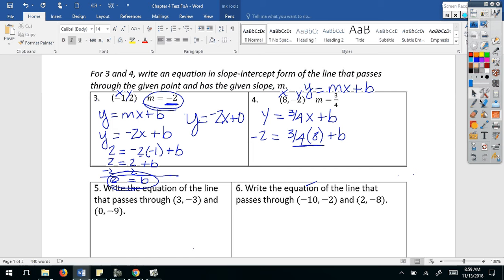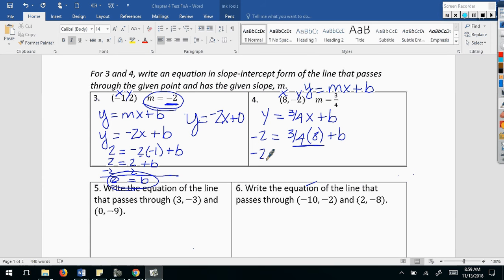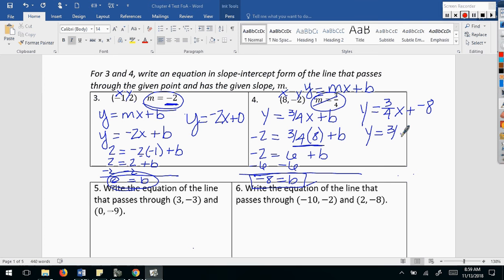So I have negative 2 equals 6 plus b. Again, solving for b, so minus 6. I get negative 8 equals b. So I have my b, and I have my slope. So I get y equals mx plus b. And of course, you could also do this as 3/4 x minus 8.